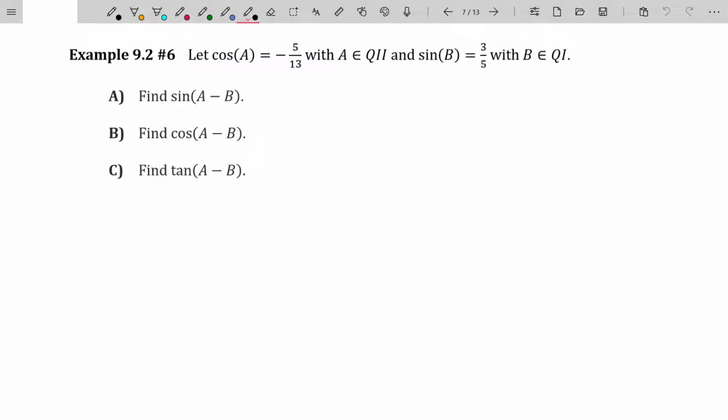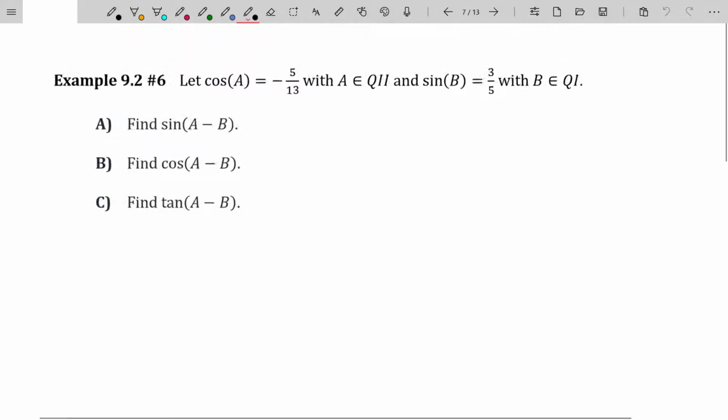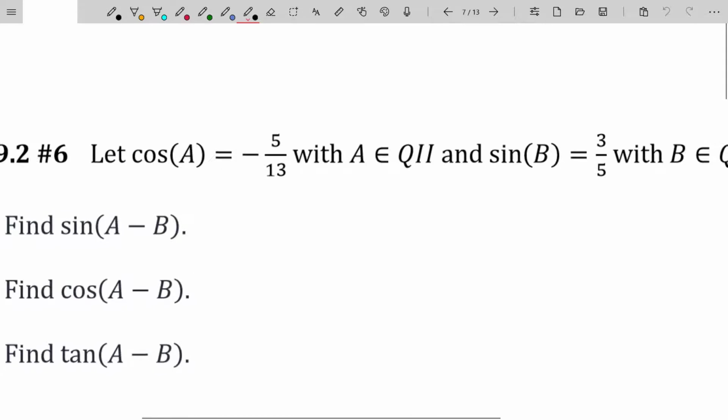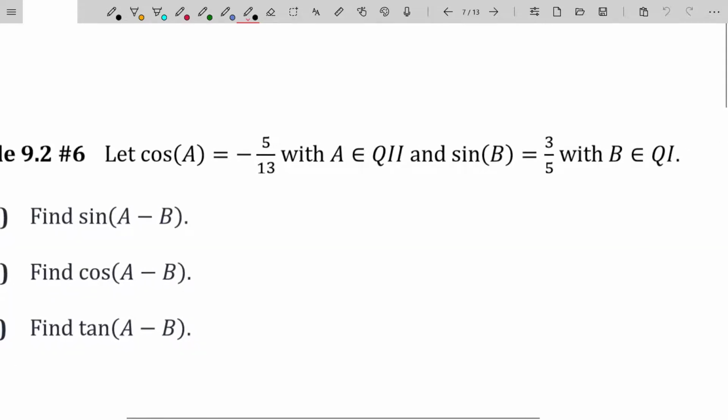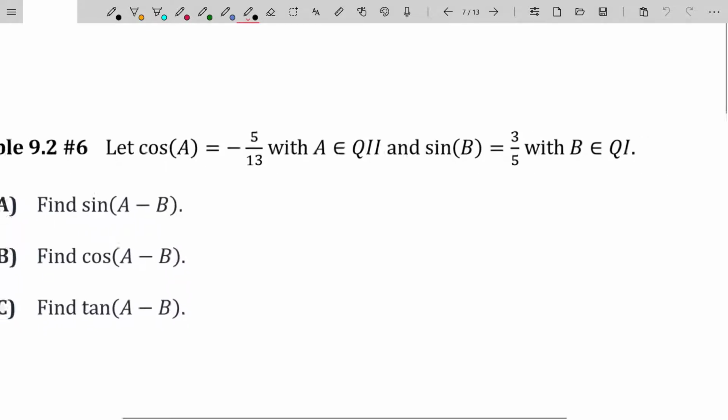Speaking of problems that I dig, this is one of my favorite problems because it occurs throughout the rest of trigonometry. You're given a couple angles, A and B, and you're given trig ratios for them. So the cosine of A is -5/13, and sine of B is 3/5. You're also told what quadrants those angles terminate within.